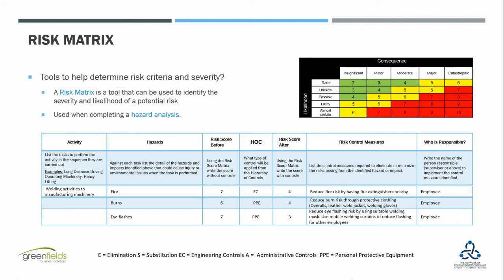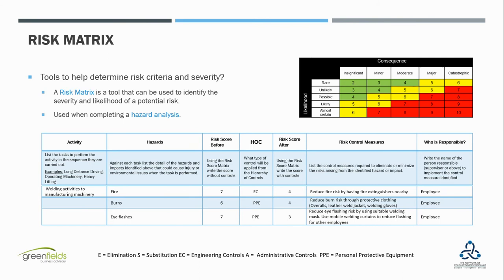In burns, for example, we identify that 6 would be something like a moderate burn, and it's possible, which should be a 6. By using PPE as a risk control or hierarchy of control measure, we can reduce the risk of burn. So that may come down to 4, which is possibly minor or unlikely, or insignificant, or possible. And we would reduce risk by using protective clothing. It could be overalls, leather weld jacket, or welding gloves. In this case, the employee's got to use those.